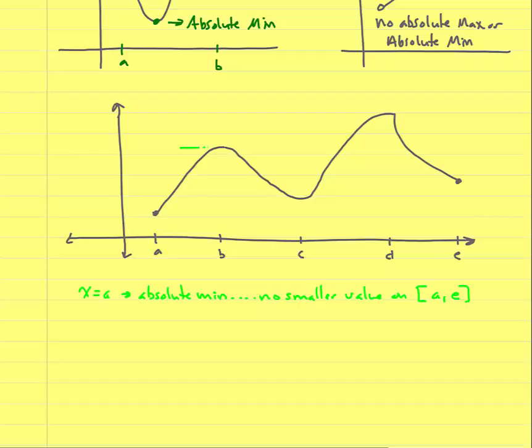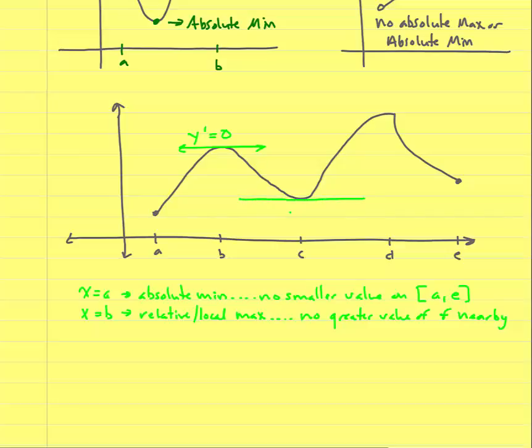Let's keep looking. If we look at this, this is an important point. We've talked about this one before. This is where the derivative equals 0. So at point B, at x equal B, this is a relative or a local maximum. So when we talk about this point, there's no greater value of the function nearby.